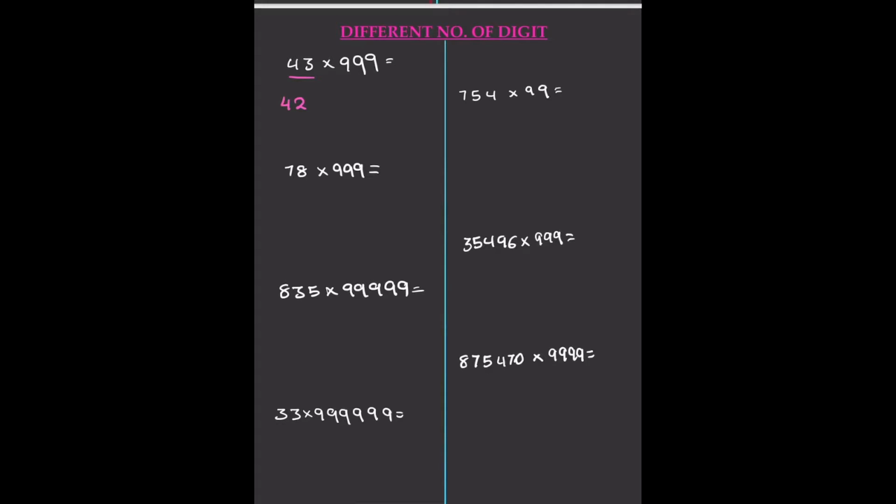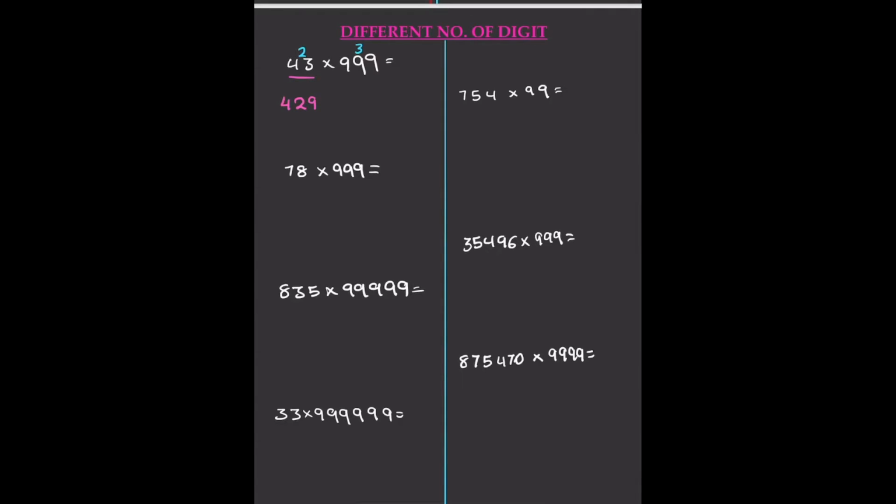The number of digits in 999 is 3, and the number of digits in 43 is 2. If we find the difference between 3 and 2, 3 minus 2 is 1. Because we have a difference of 1, we will have to repeat the 9 once. If we have a difference of 2, we will have to repeat the 9 twice, and so on. In this case, we have a difference of 1, so we repeat the 9 once.